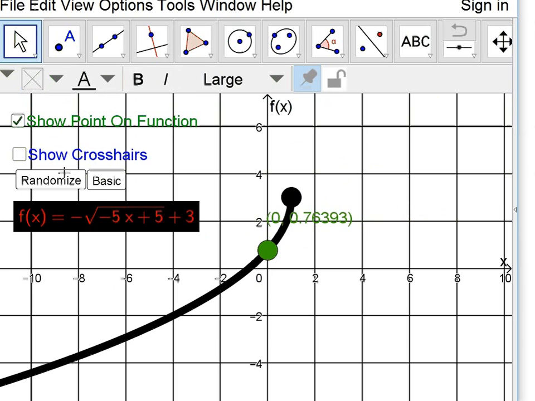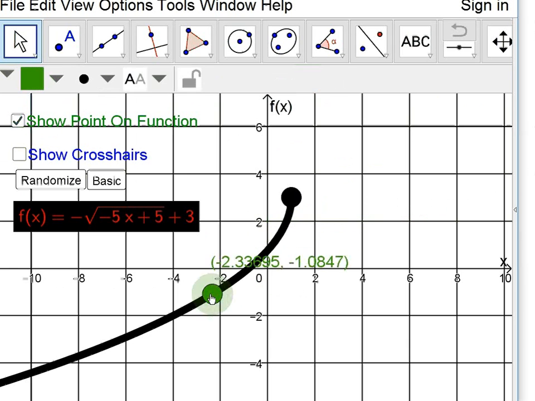We can do this for different radical functions. Let's say it's, you can see the function there, negative square root of negative 5x plus 5, plus 3. Again, at this endpoint right here, the limit as x approaches 1 from the left is equal to 3, it looks like. But the limit from the right doesn't exist because there's no graph on the right.